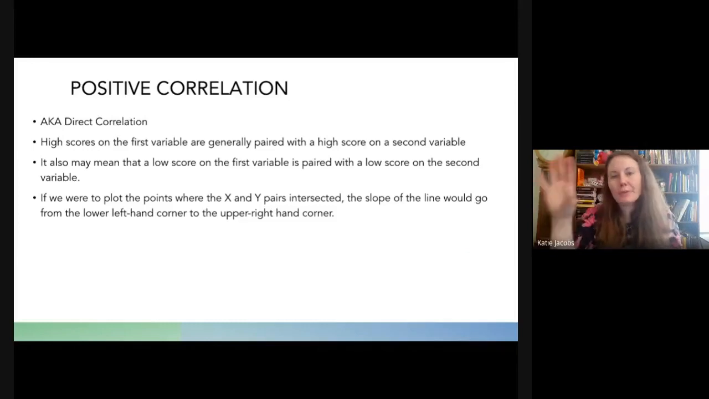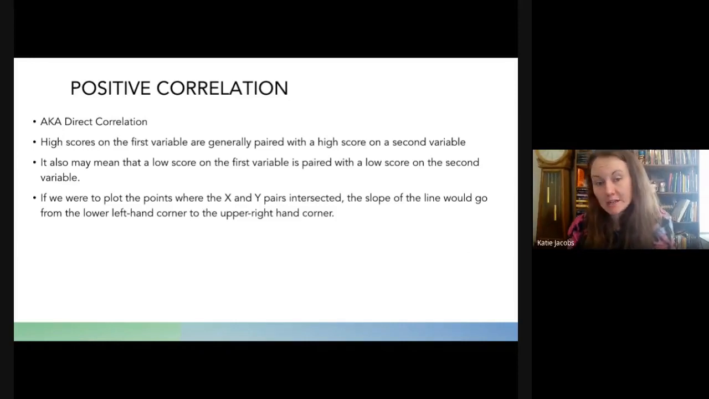And so if we were to plot all that out on a scattergram, where all of our X and Y pairs intersect for every single participant in our sample, the slope of the line would go from the lower left-hand corner to the upper right-hand corner.